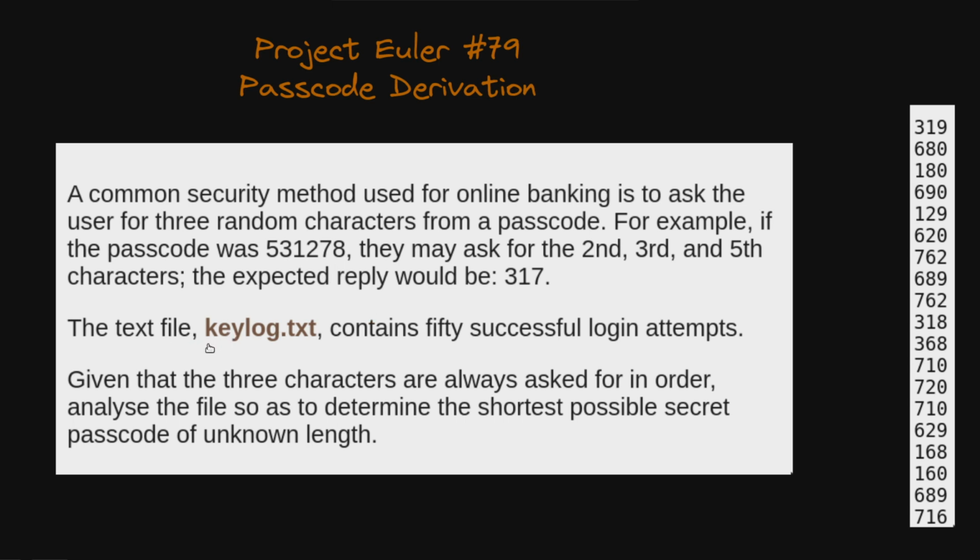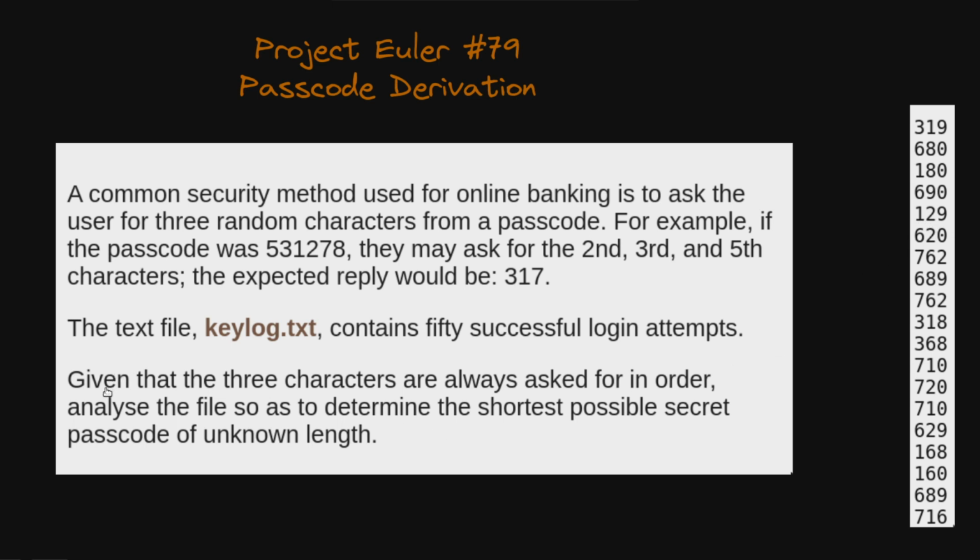After that, they have provided us with a text file keylog.txt which contains 50 successful login attempts. So I have mentioned them on the right. They are one line separated digits, 3 digits in each line, which are the successful login attempts. That means each of these 3 digits does correspond to some valid password. So there is some passcode that we need to crack, which contains the 1 to 9 digits at some positions.